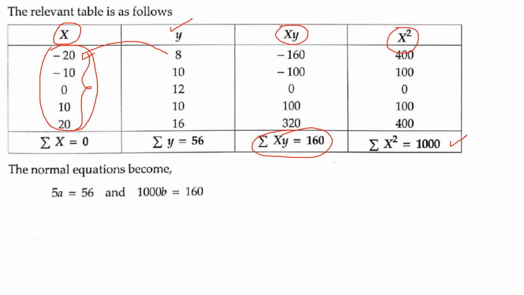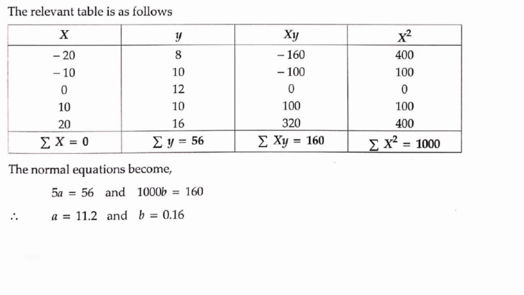When we substitute the values of summation of capital X, summation of small y, summation of capital X into small y, and summation of capital X square in the normal equations, the normal equations reduce to this. Because of this 0, a few terms will vanish. Now what is a from this? We get a as 11.2 and b as 0.16.